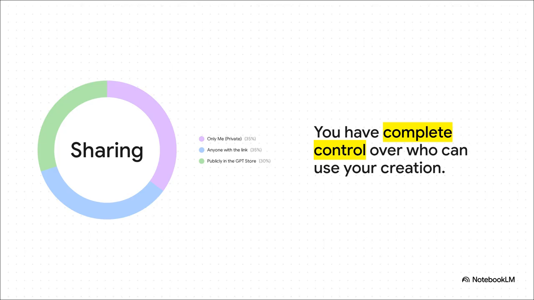So, once you've polished your masterpiece and you're ready to show it off, you have total control over who sees it. You can keep it totally private just for you. You can share it with just a few friends or colleagues with a special link. Or, if you've built something you think everyone could use, you can publish it to the public GPT store.